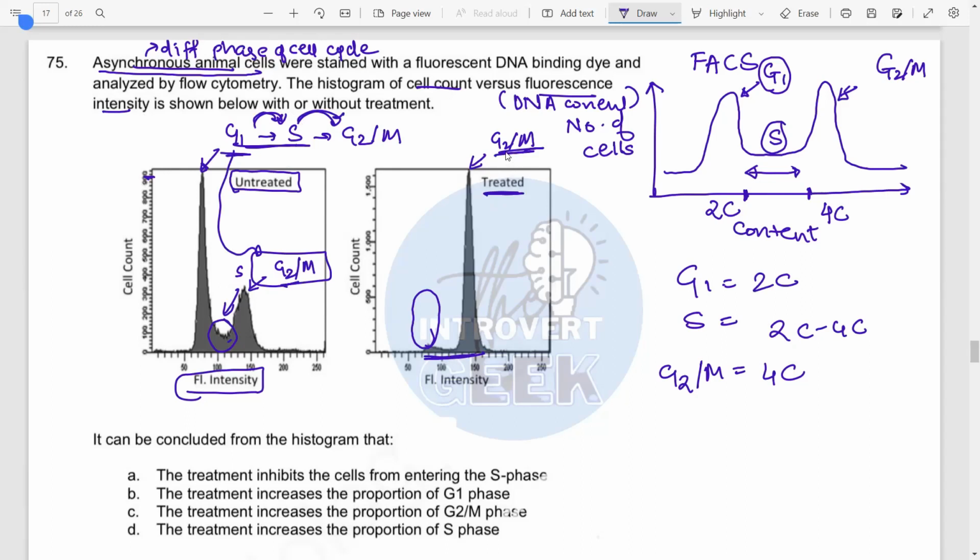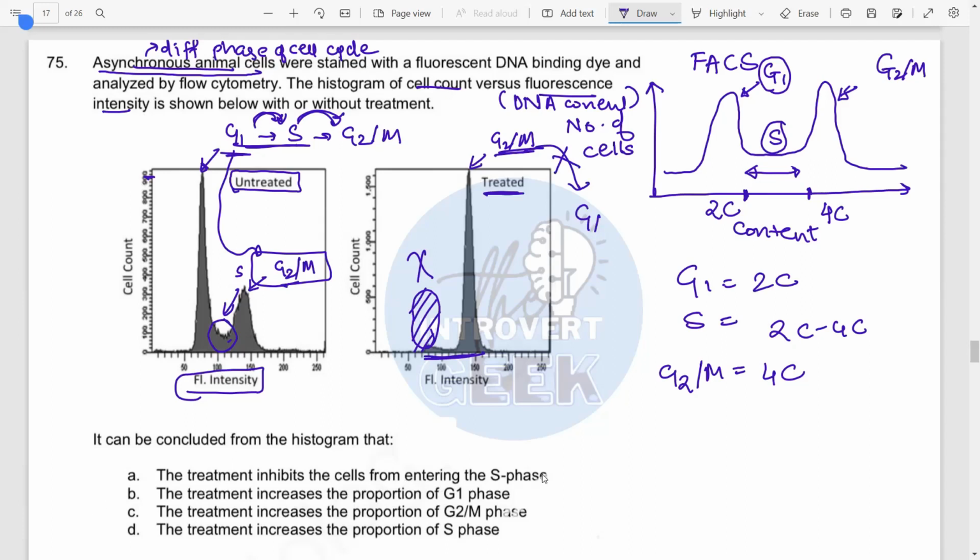But if these G2M cells were fine, then after that, what will happen? It will again go to the G1. But as you can see, this shows no peak in the G1. Means what? That whatever this agent is, it is not allowing the cells to go from G1 to G2M to G1 phase, right?